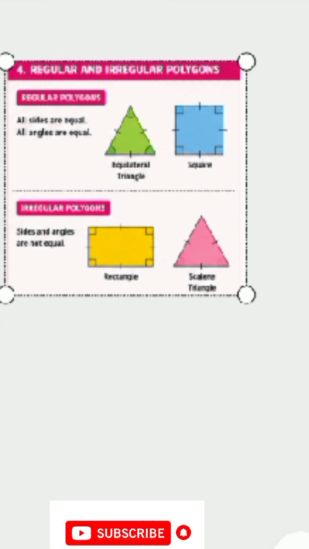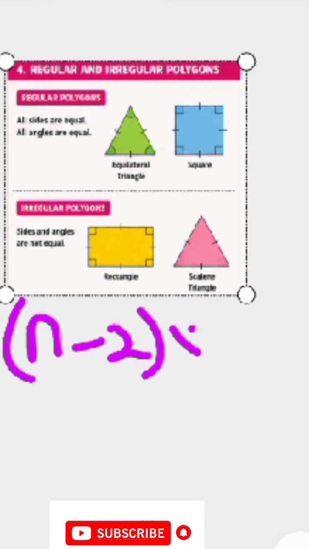The sum of interior angles of a polygon, we have a formula, and that formula is (n minus 2) times 180. That is how to calculate the sum of angles in a polygon. So n means the number of sides of that polygon.